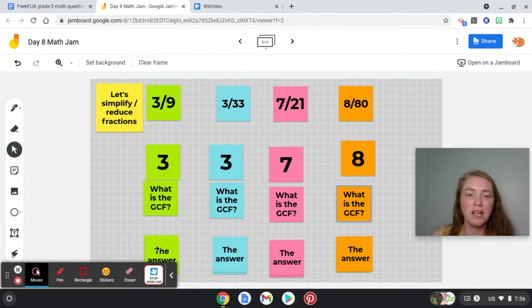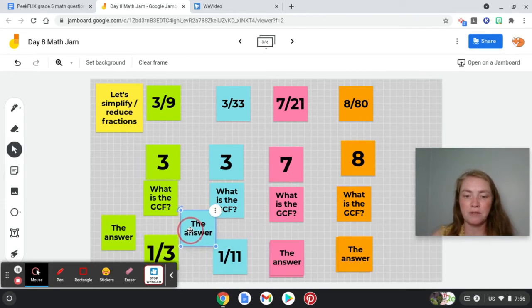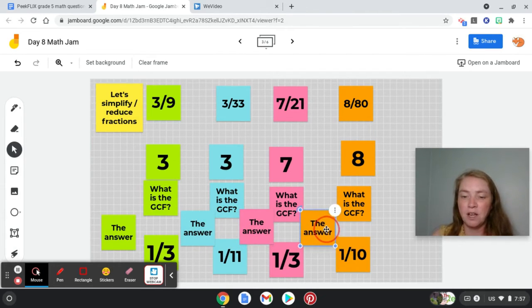Okay, now that you've seen these examples being done for you, I'm just going to reveal the answer here. So 3/9ths is equivalent to 1/3. 3/33rds is equivalent to 1/11th. 7/21sts is equal to 1/3. And 8/80ths is equal to 1/10. Okay? If you need to go back and rewatch the video at any point to understand how to reduce these fractions, please don't hesitate to do so.